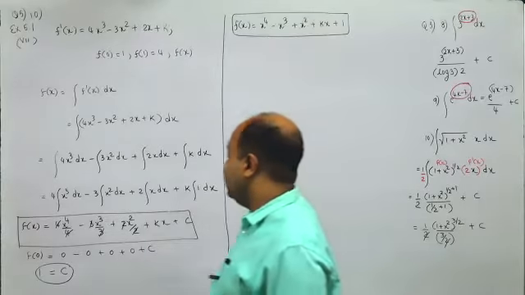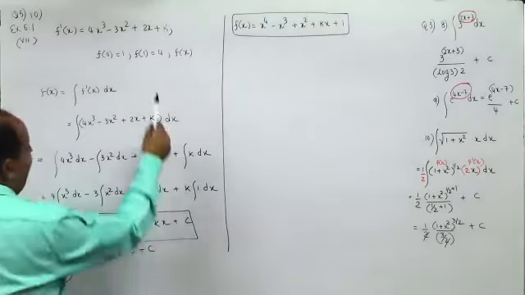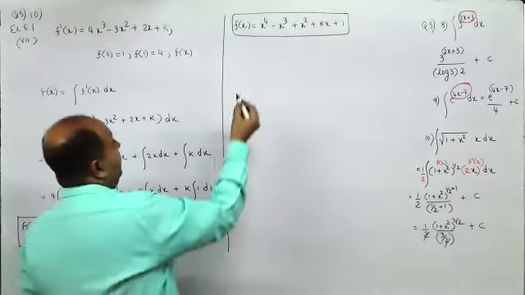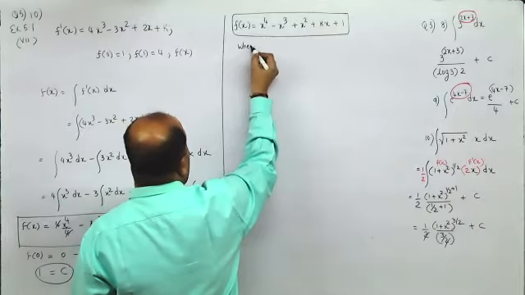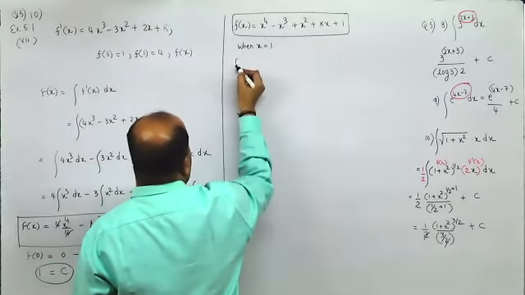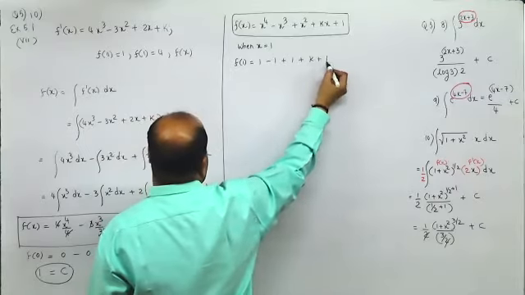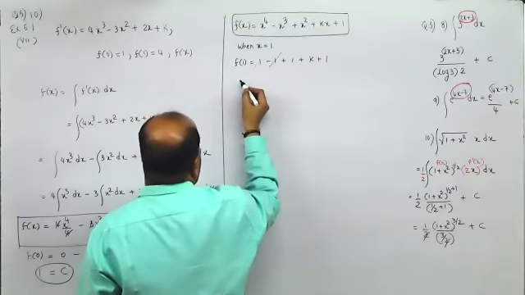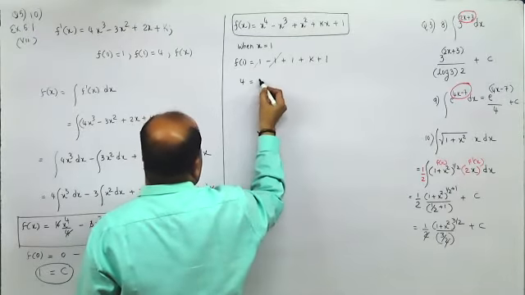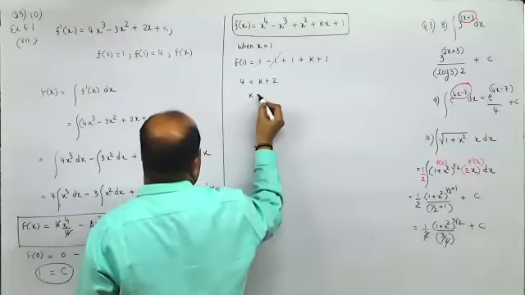This is f of x. Now, f of 1 is given to be 4. I'll put x equal to 1. When x is 1, I get f of 1 is equal to 1 minus 1 plus k plus 1. This and this get cancelled. f of 1 is 4, so I get k plus 2 here. Therefore, k is 2.